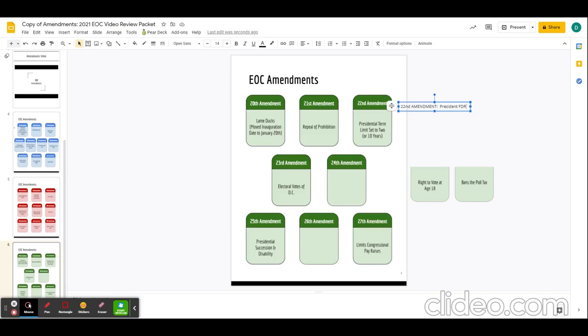What that means is if maybe a president died in office or was assassinated and the vice president took over halfway through the term, they were still eligible for 2 more terms.